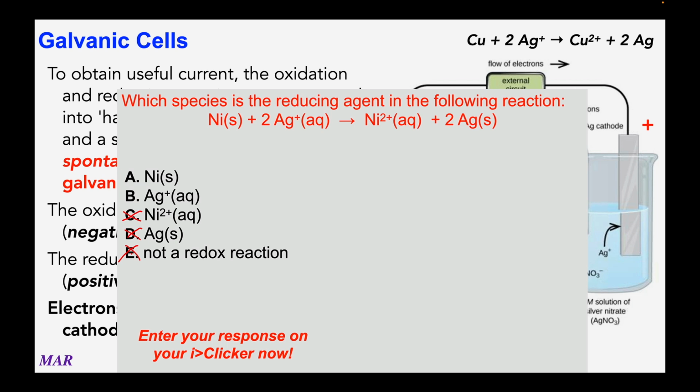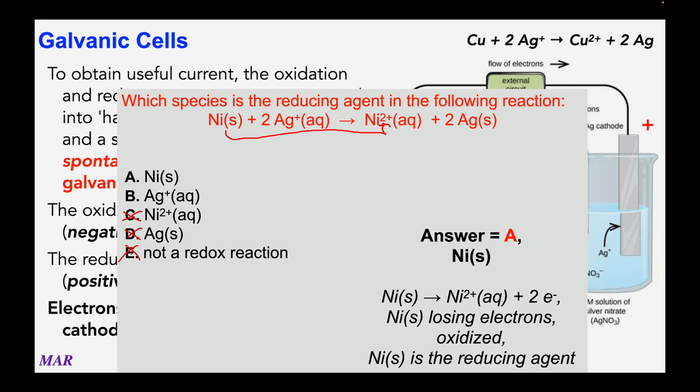Oxidized, lose electrons. Oxidized means something is becoming more positive. And if you look at this long enough, nickel is going to nickel 2+. It's becoming more positive. It's losing electrons. Nickel is being oxidized. And something that's oxidized, you guessed it, is the reducing agent. So reducing agent means oxidized.